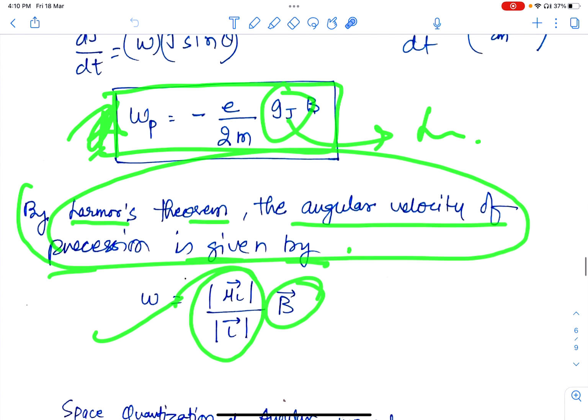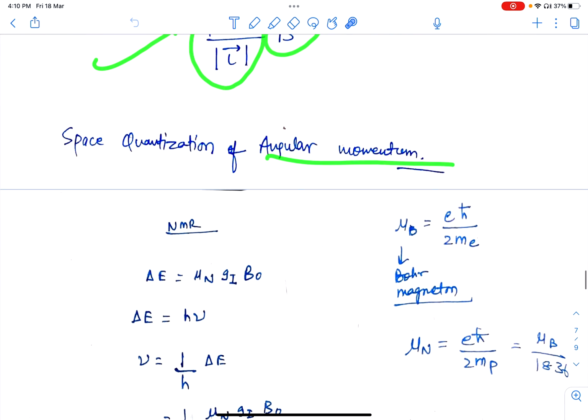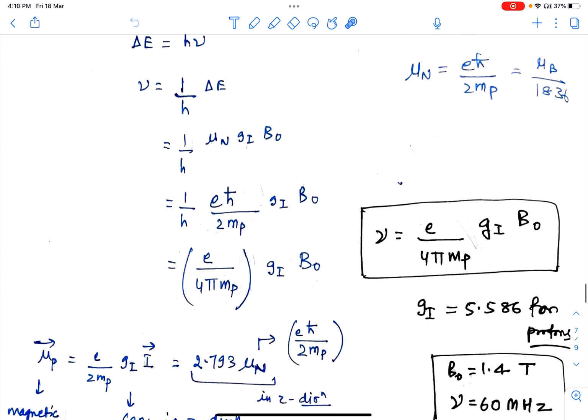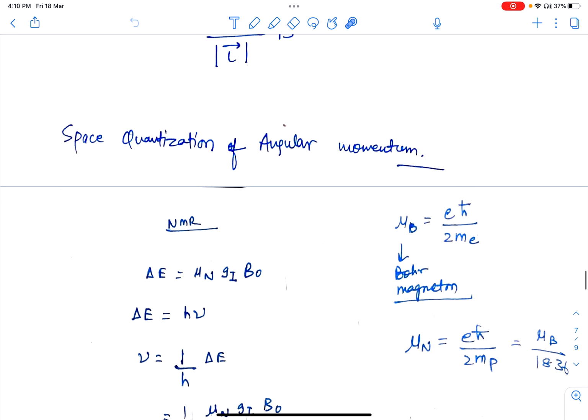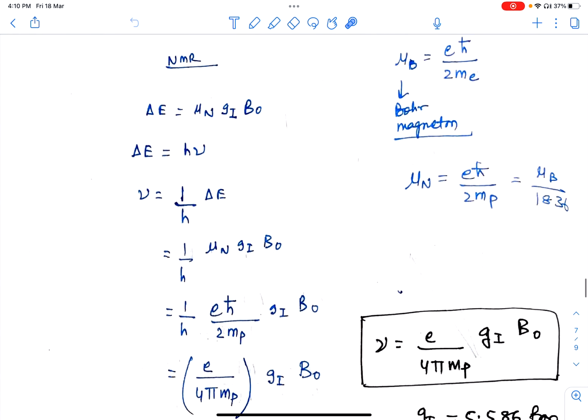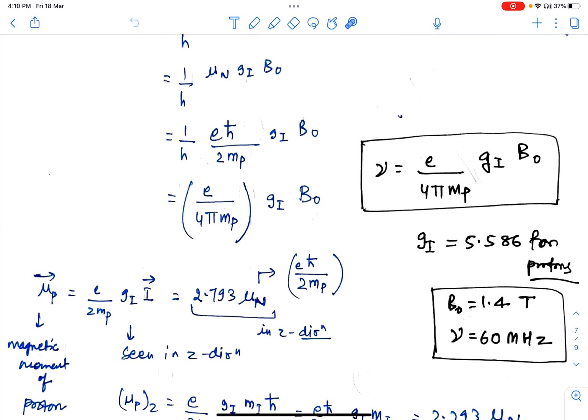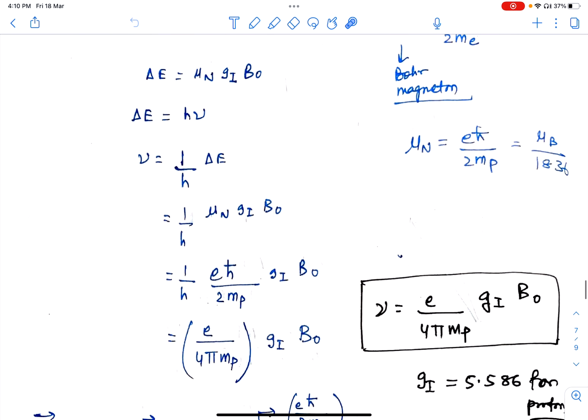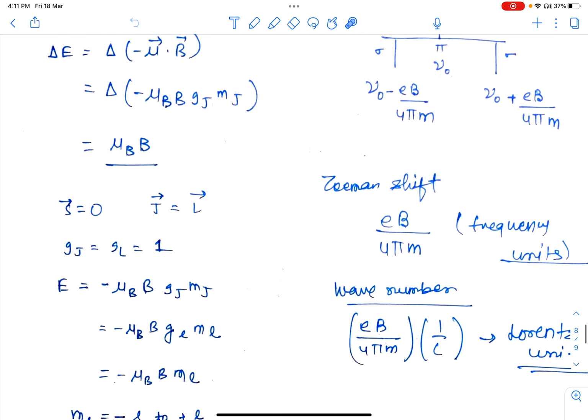We can see that space quantization of angular momentum is happening, with components splitting. This is like nuclear magnetic resonance. We'll see about this. Nuclear magnetic resonance is based on this concept, where you provide an external magnetic field, and when the frequency of the provided field matches the internal frequency, it gives the maximum output in the source, in the viewing screen. Okay, so we'll see this later.